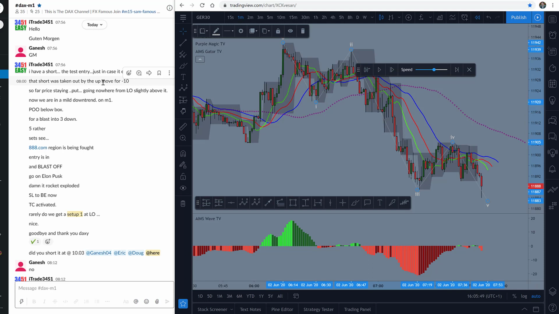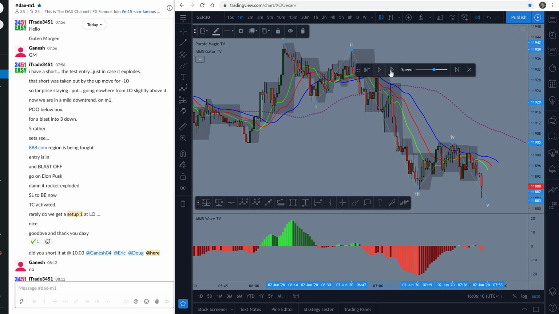That short was taken out by the up move. So what does that mean? Let's go. Around this time, I'm hoping that if the London Open strikes in, because you know it's what we call CIP, chaos influx point, new incoming information hits the market and things change, right?